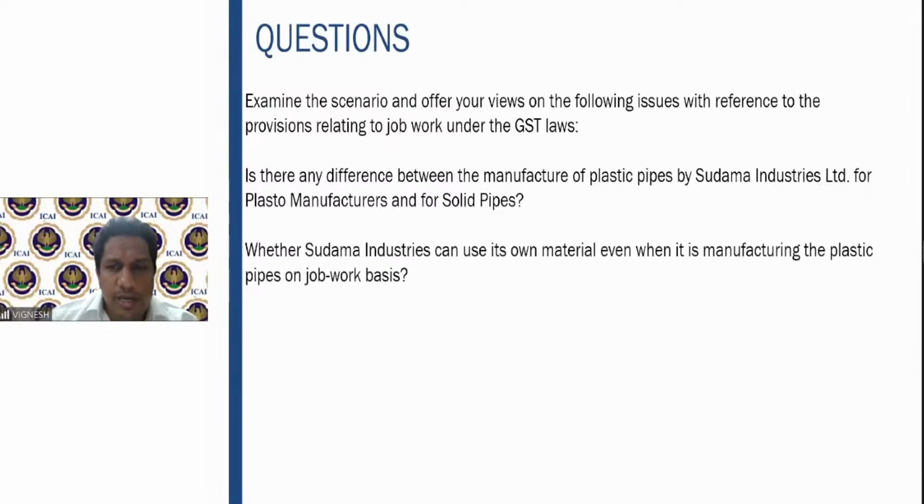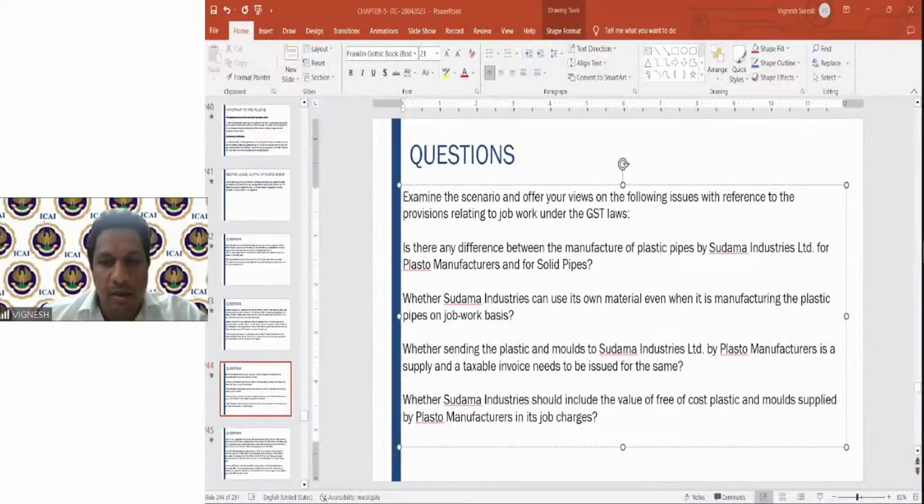Whether he can use its own material even when manufacturing the plastic pipes, it is very clearly given that the own material also can be used. A circular is there which has clearly clarified that own material also can be used. So this also is yes.